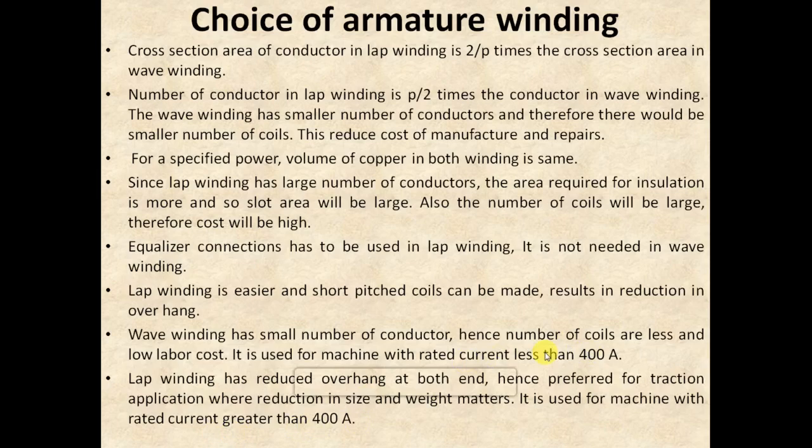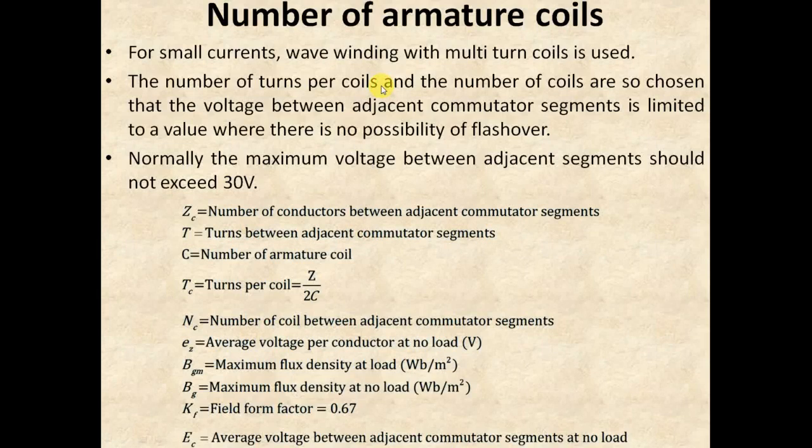You must remember this rating: when the current rating is less than 400 ampere we will be using wave winding, whereas when the current rating is greater than 400 ampere we will be using lap winding. So it's very clear that for small current applications wave windings are used, and for large current applications lap windings are used.